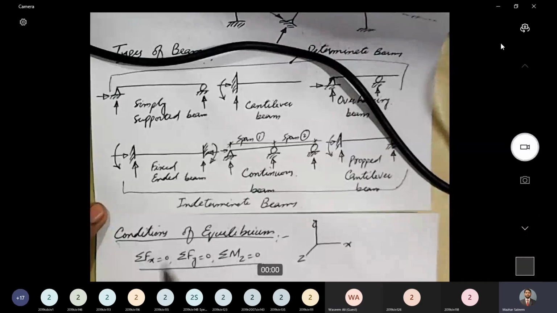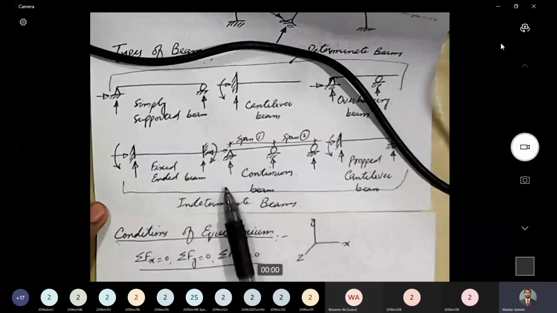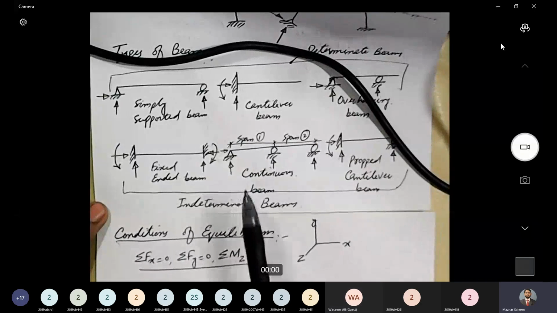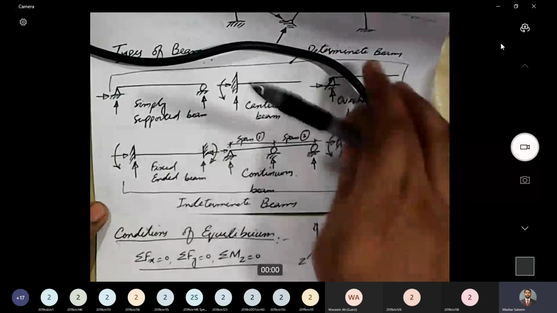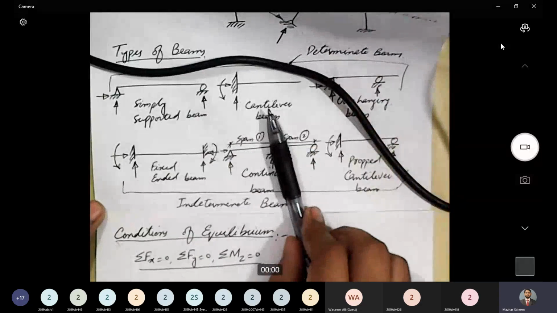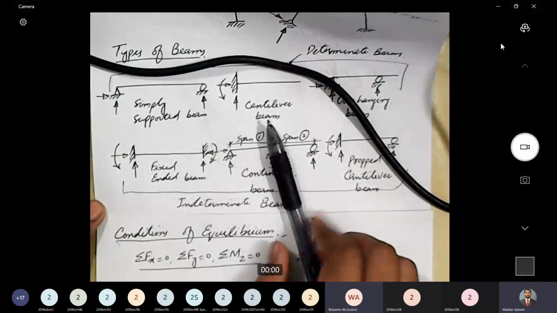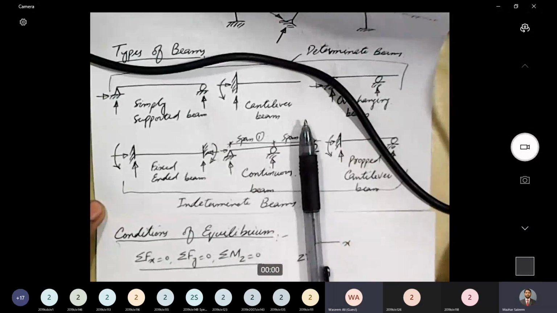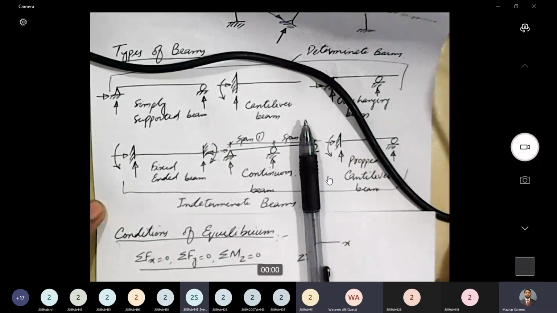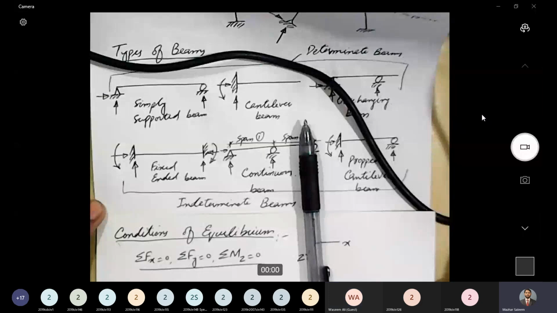Okay, so the beams which cannot be analyzed using three conditions of equilibrium are indeterminate beams, and the ones which can be analyzed are determinate beams. Is everybody clear about this? Yes, sir. Okay, that is great.